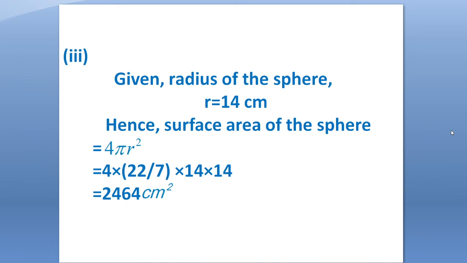Next one, third, given radius of the sphere r is equal to 14 centimeter. Hence, surface area of the sphere is equal to 4 pi r square, which is equal to 4 into 22 by 7 into 14 into 14. So it is equal to 2464 centimeter square.